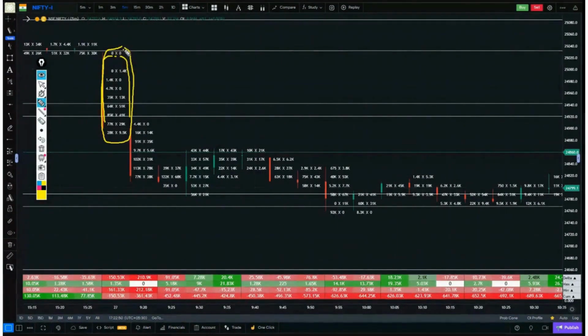Now, on the right side, we add up all the buyers. We add up all these buyers. Alright, and then we add up the sellers on the left side. We add up all the sellers.